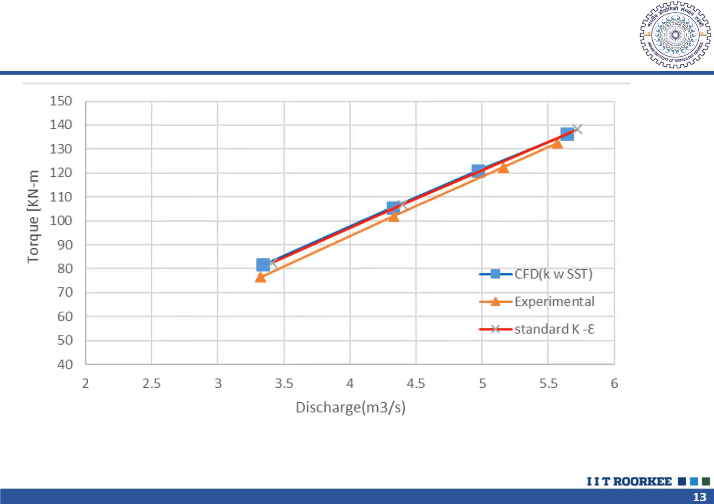The graph between the torque versus discharge at experimental and simulation conditions. The simulated torque is greater than the experimental torque, which was calculated from the ILSAT diagram, as shown in the figure.